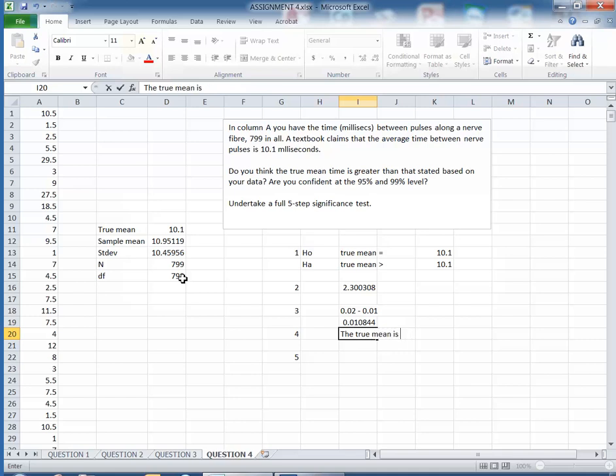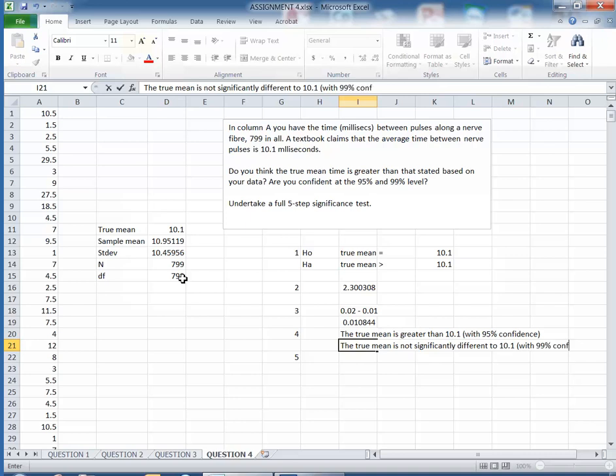So I should say the true mean is greater than 10.1 with 95% confidence. However, it also asks, are we confident at the 99% level? Well, at the 99% level, we need the p-value to be less than 0.01, but it's not, it's greater than 0.01. So the other part of the answer is, the true mean is not significantly different to 10.1 with 99% confidence.